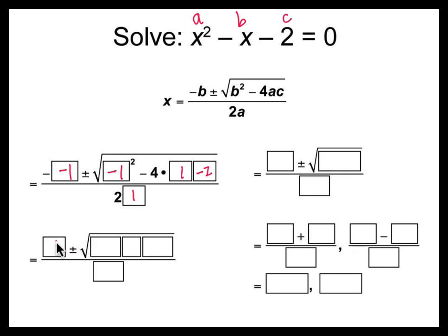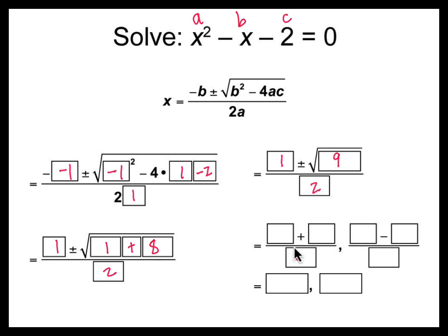Simplifying, we get 1 plus or minus 1, then -4 times -2 is +8, so we get 1 plus 8, and 2 in the denominator. Simplifying further, we get 1 plus or minus the square root of 9 over 2.